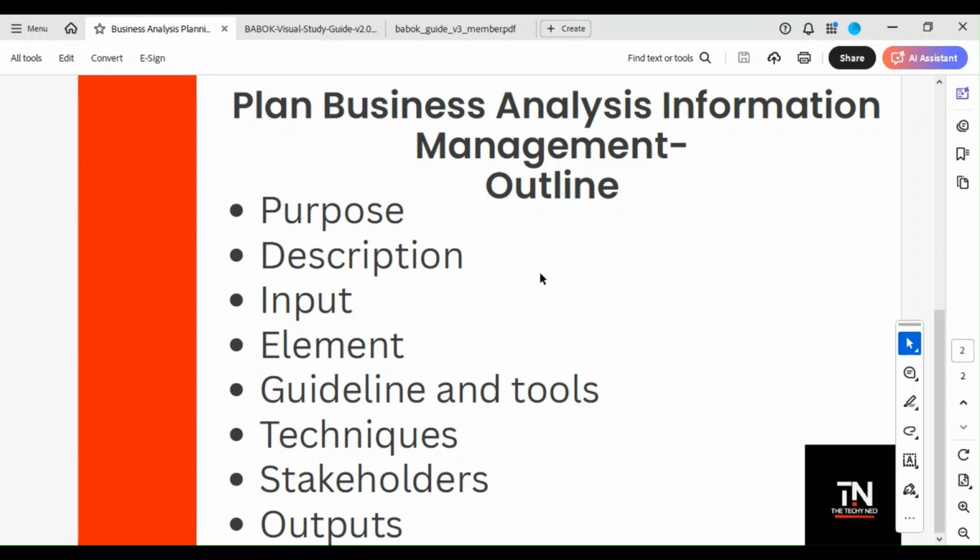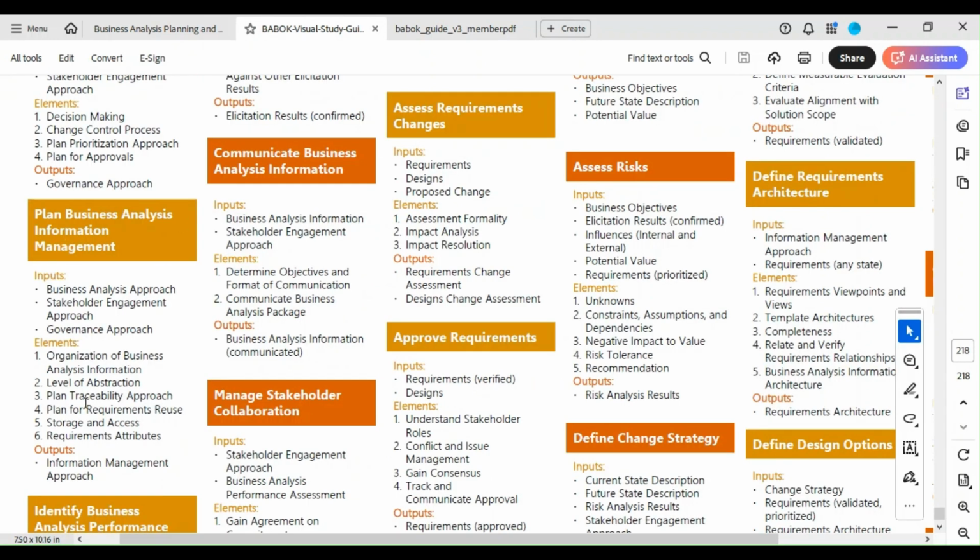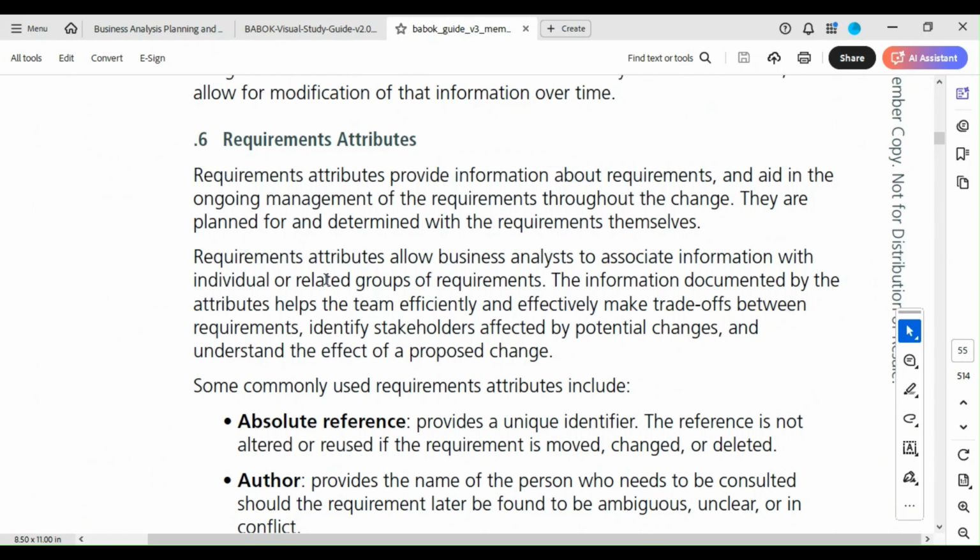So we've looked at the purpose, we looked at the description, we've looked at the input, and we're on the elements. Just to run you through this, remember the input should be your business analysis approach, stakeholder engagement approach, and governance approach. Then the elements will be organization of business analysis information: how do you organize this level of abstraction? Plan traceability approach, plan for requirement reuse, storage and access, requirement attributes. Then the output is your information management approach. So let's go back to what we were doing.